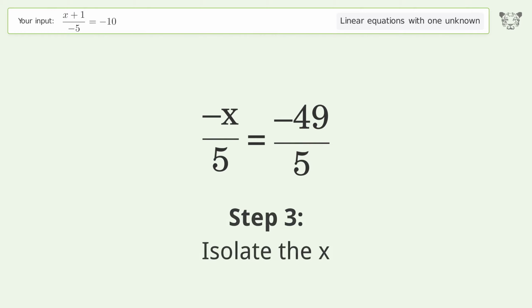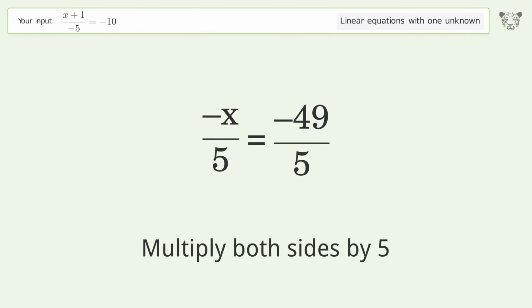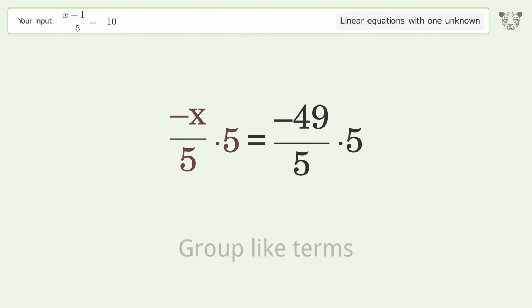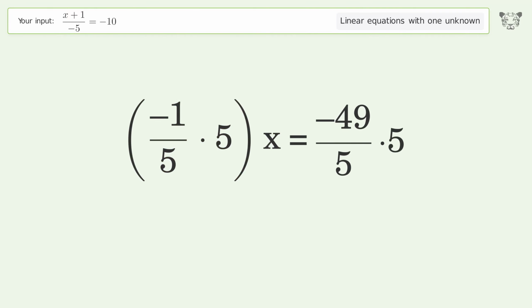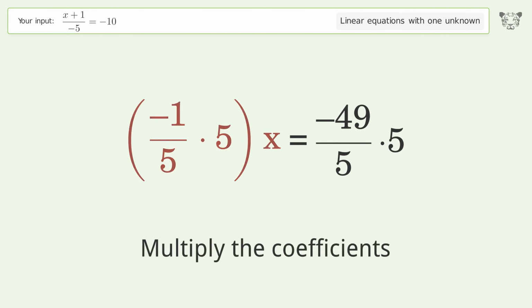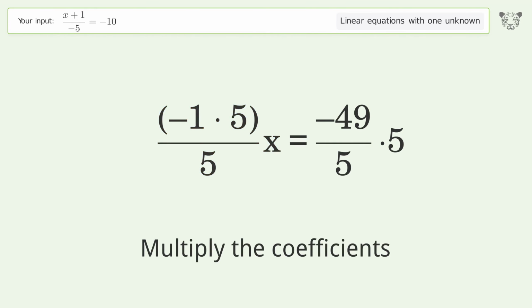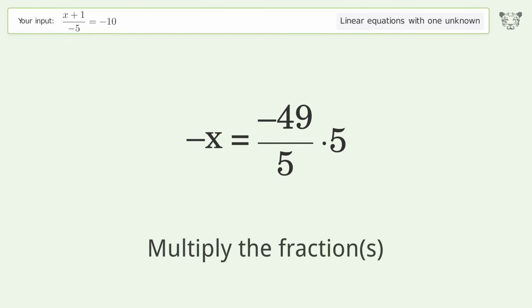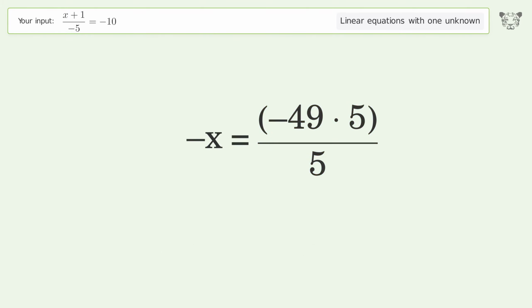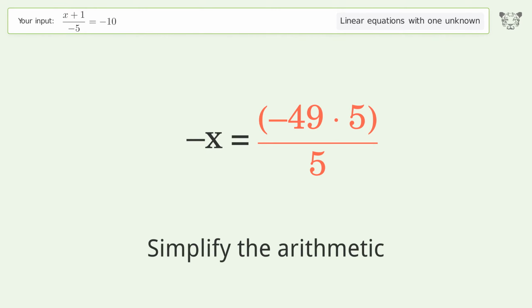Isolate the x. Multiply both sides by 5. Group like terms. Multiply the coefficients. Simplify the arithmetic. Multiply the fractions. Simplify the arithmetic.